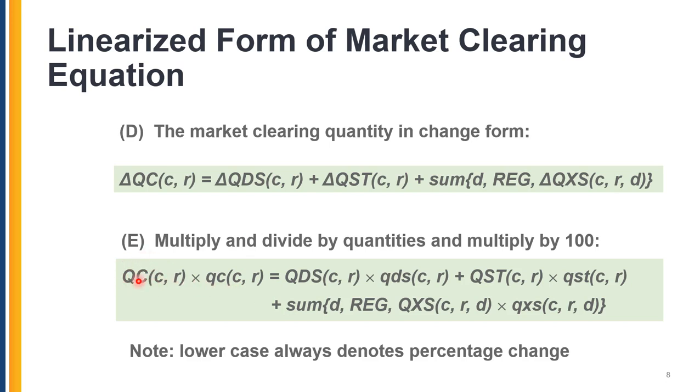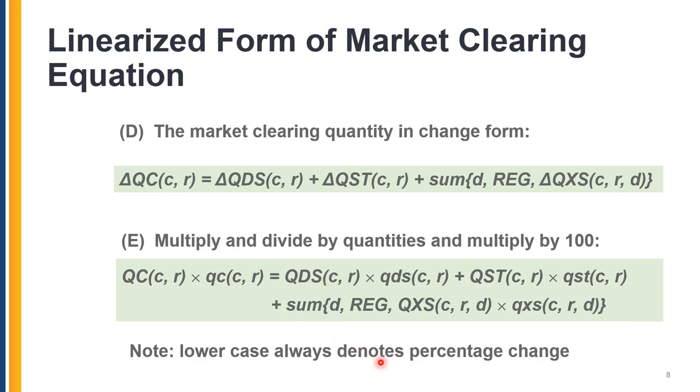You're left with these pre-multiplying coefficients. So the change in QC is the original level multiplied by the percentage change, and that makes sense. That's a completely valid equation. So if you want to get the change in QC to balance off against all of these, one way to do it is to just take the difference. Another way is to take the percentage change multiplied by the original level.